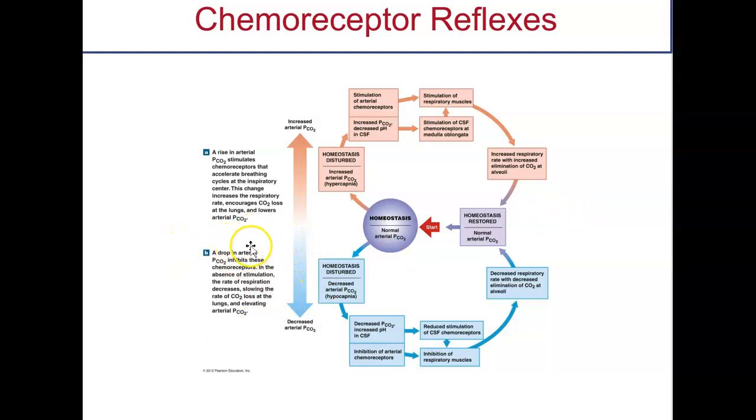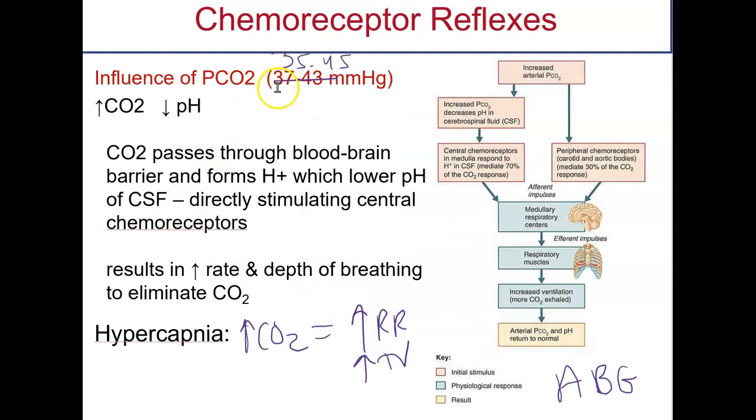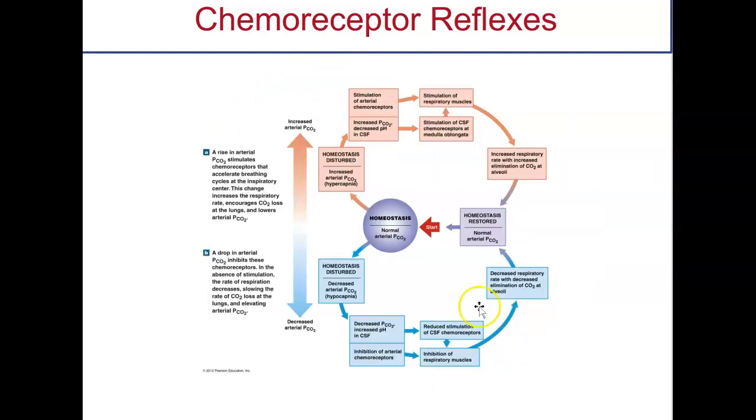If my CO2 levels fall, usually I'm breathing too fast, then what's going to happen is we need to maintain the CO2 because we have a range, right? 35 to 45. So now we need to bring the CO2 back up. So you would actually slow down your breathing. You could even stop breathing momentarily.